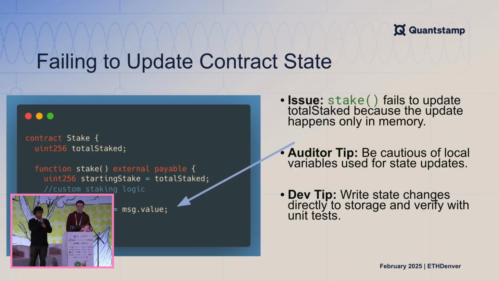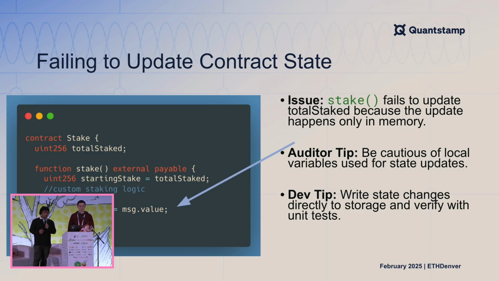Yeah, so this bug is really interesting and kind of inspired this talk. This contract is a very simple staking contract where the user can deposit funds. However, the issue is very subtle here in the fact that the starting stake variable is declared in the memory space of the smart contract, and the total staked, which is actually the smart contract storage itself, never gets updated in this line here that we're pointing to.